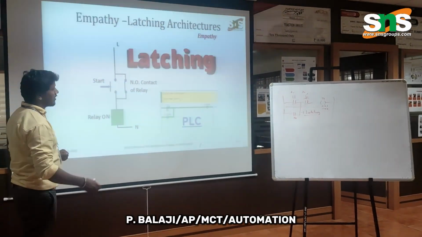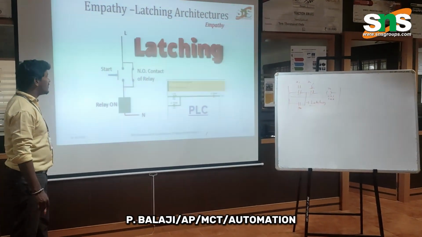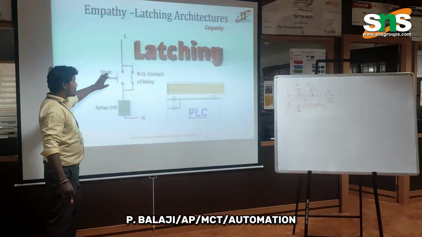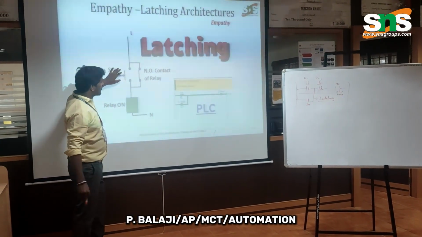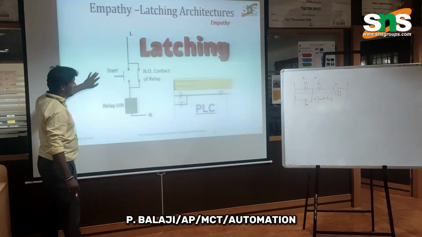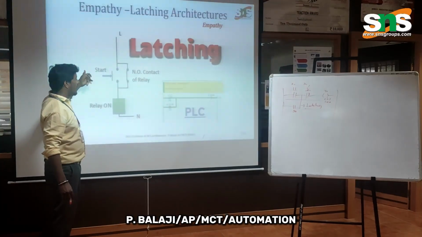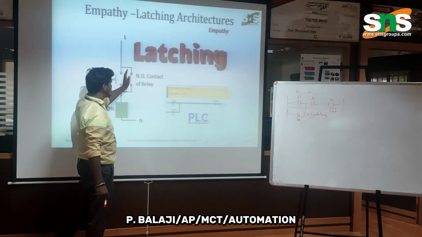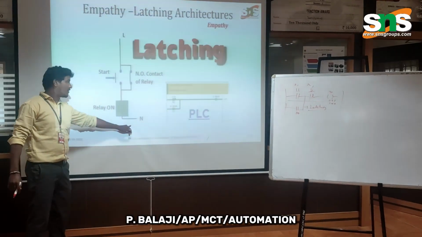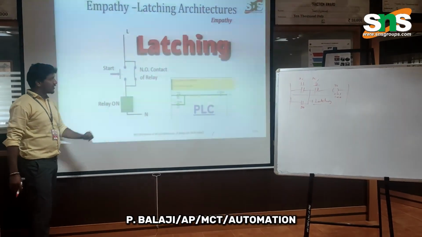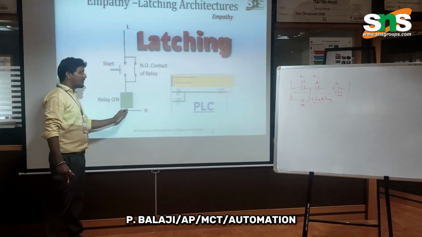So given the drawing on the board, there will be some circuit. It is a start button, a push button only, a normally open contact. When you give a push to this, it may be attached to our normally closed contact, and the circuit gets energized by the relay circuit. Suppose you release this button, your relay will go off.